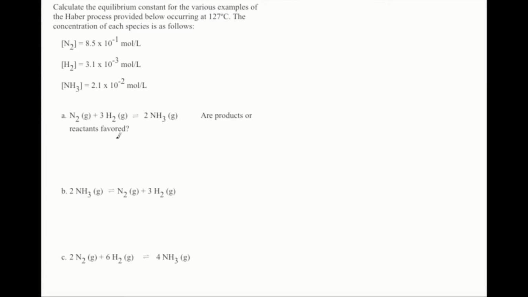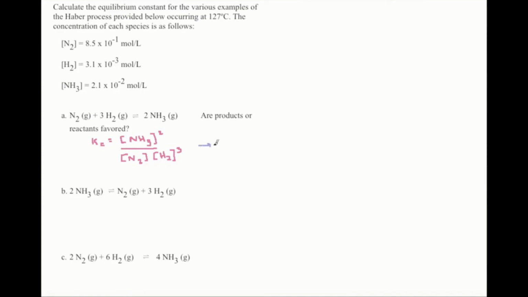Well, first I have to actually calculate my equilibrium constant. So I know that my Kc, my equilibrium constant, equals my concentration of NH3 squared all over my concentration of N2 times my concentration of H2. And I'm going to cube that.